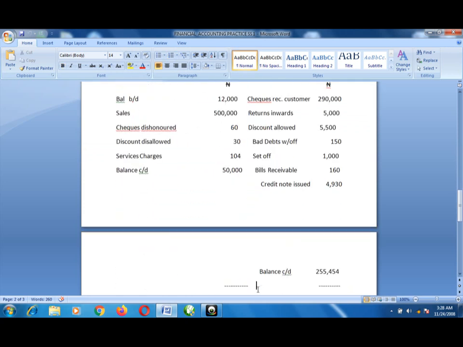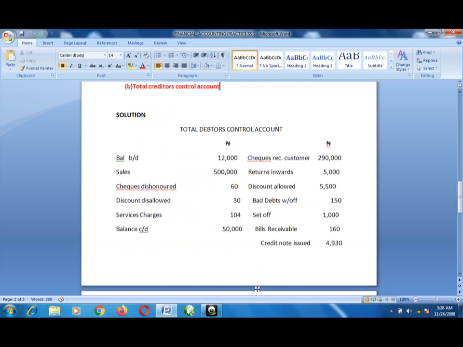And to move down to the solution, you rule the account. Here you have a debit and credit side. The first account to prepare, if you like, you can first prepare the creditors control account, or first prepare the total debtors control account. The first account that I want to prepare now is the total debtors control account. You have a debit and a credit side.